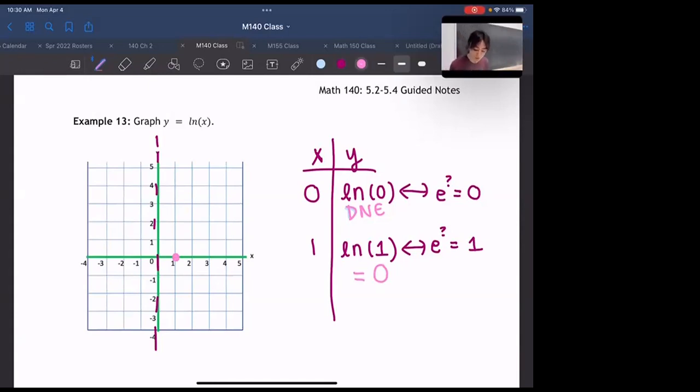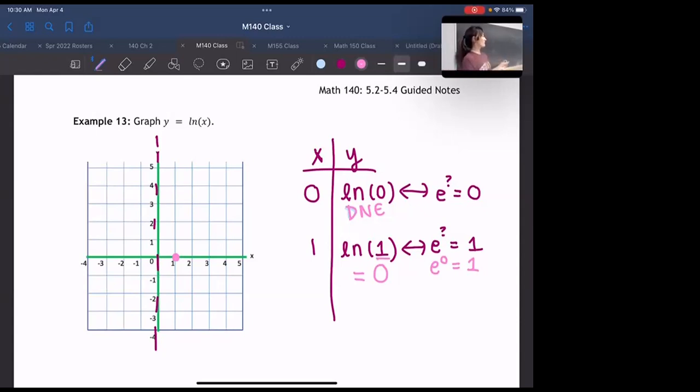Oh, so this is the same. So I got 0 because e to the 0 equals 1. We plugged in 1 into the log function, right? Okay, I feel like I threw in a bunch of numbers at you guys all at once. So (1, 0) is the point on our graph.